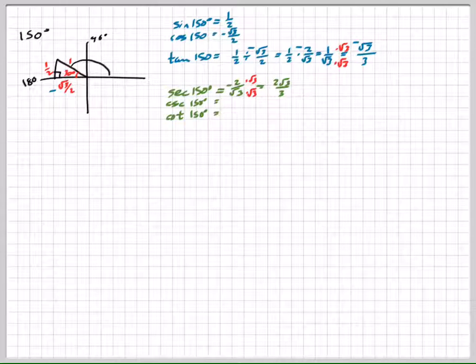So now, what about cosecant? Cosecant is the reciprocal of? Sine.